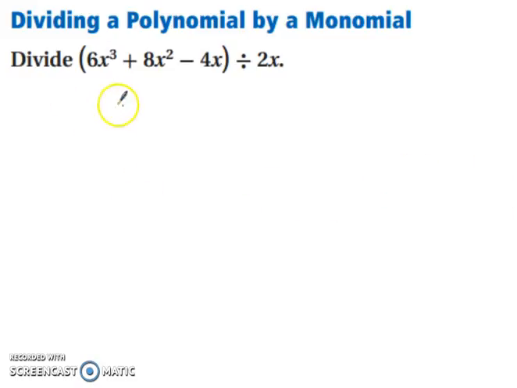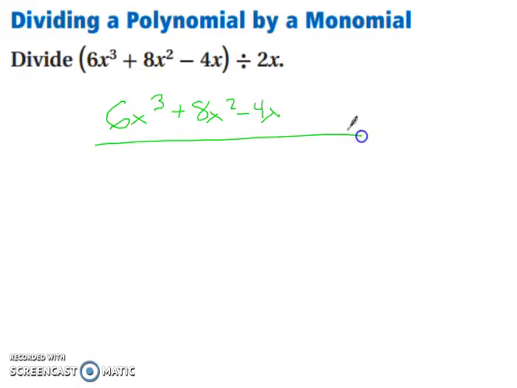So if it helps, you can rewrite it so it says 6x to the third plus 8x squared minus 4x, and that can go over 2x. Now, notice how this is a trinomial. That means when you go to divide, you don't just divide the 6x to the third by 2x. You divide all three terms by 2x.